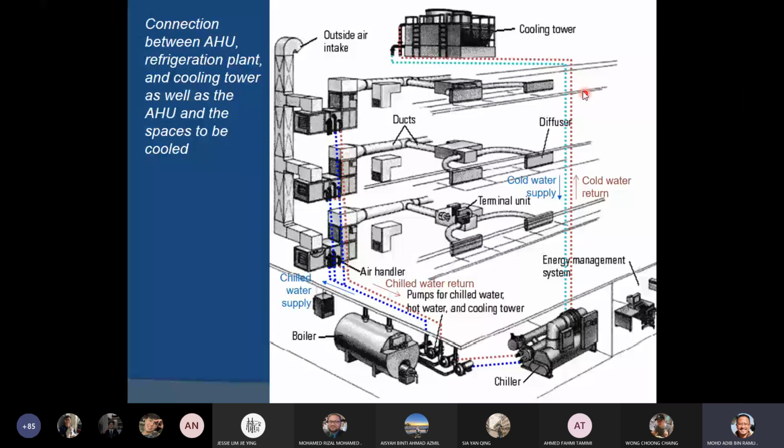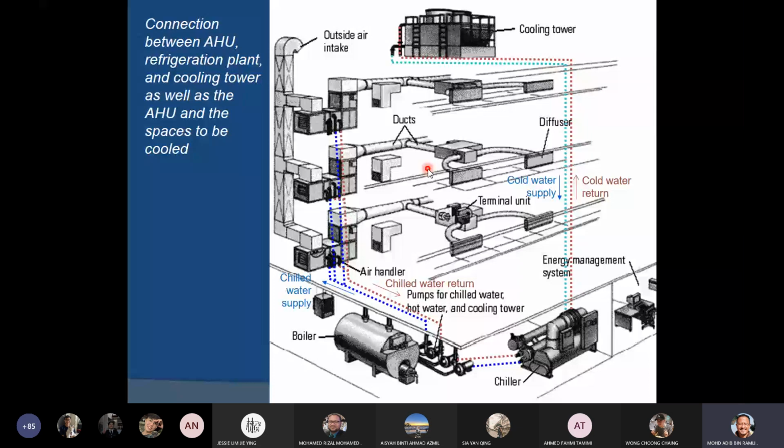The hot water gets into the cooling tower, it gets cooled down, and then goes back to the chiller, then transferred back to the AHU. So the flow is like that, back and forth, as long as you turn on the air conditioning system.